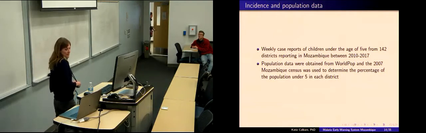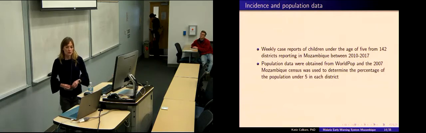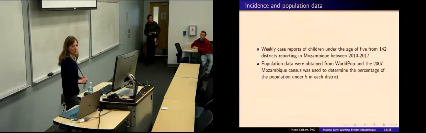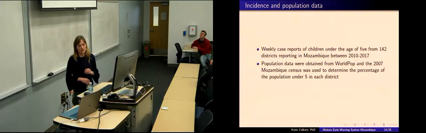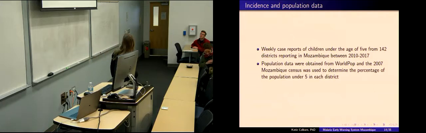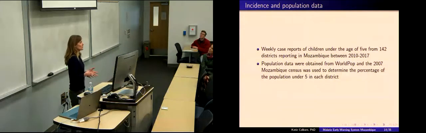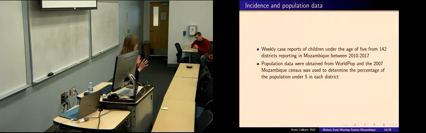So again, we have incidence data, actually case reports of clinical malaria, so cases from all the 142 districts, and then we used population data downloaded freely from the World Pop website and used the 2007 census data to get an approximate estimate of the proportion of the population under 5. So we're using cases under 5 because the data are reported in under 5 cases, over 5 cases, or total.